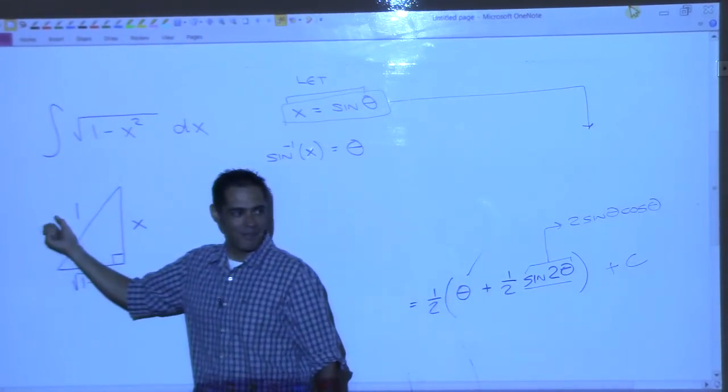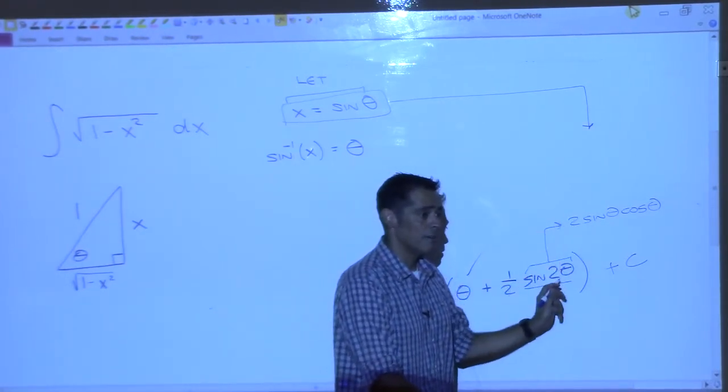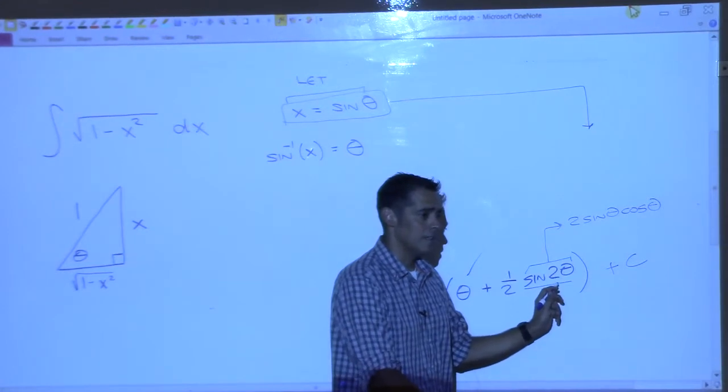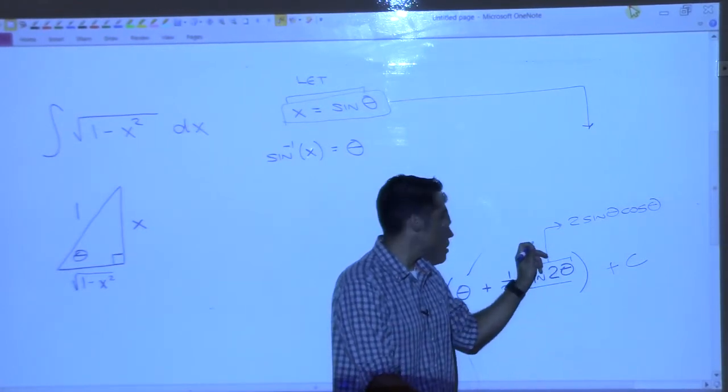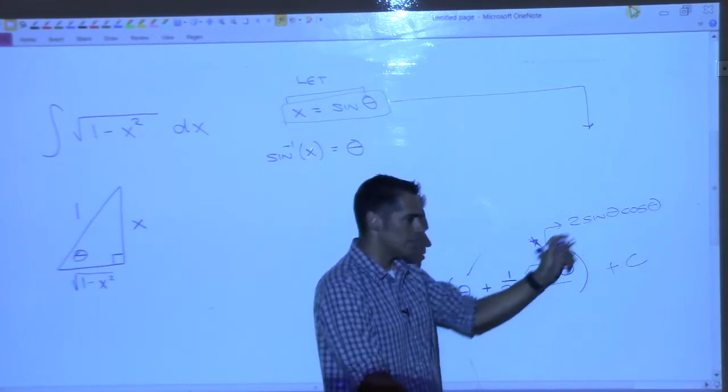So how did you get 2 sine theta times cosine theta? This is an identity from pre-cal. This is a double angle identity. Yeah, it's on the formula sheet, and this is one of those ones you should star and probably put here, because it does come up quite a bit now.